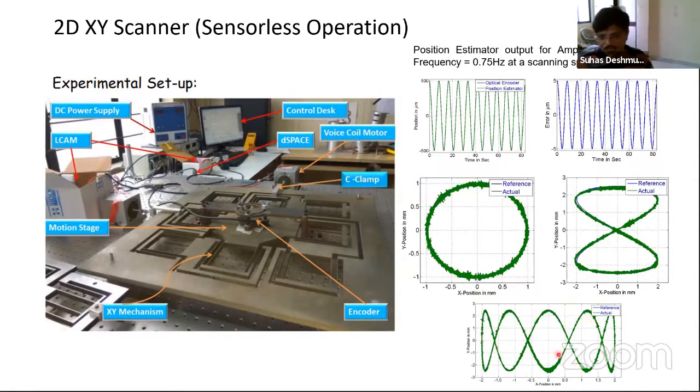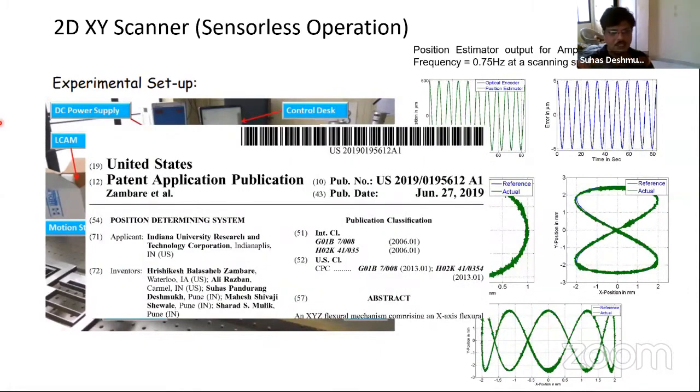Then this is the way you can have XY positioning and all these things. On one position, the accuracy we are getting is 5 micron. If you tune it in more detail, we can get more and more accurate positioning. That is on a 2D XY scanner. For this purpose, we filed an Indian patent and a US patent also. One of our students, Zambre, was working at Purdue University, Indianapolis, and we filed in collaboration with Purdue University.